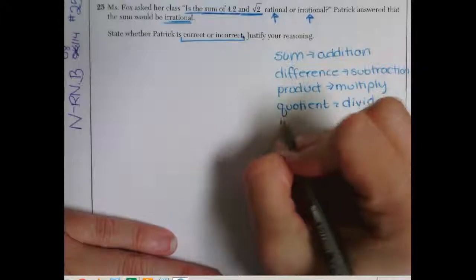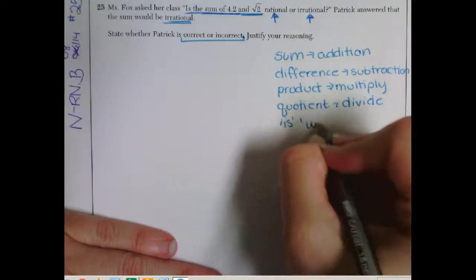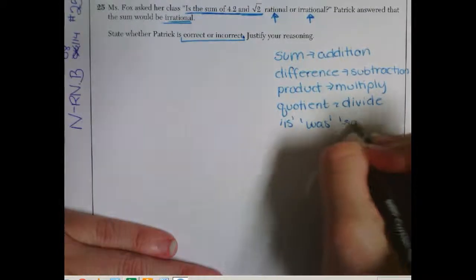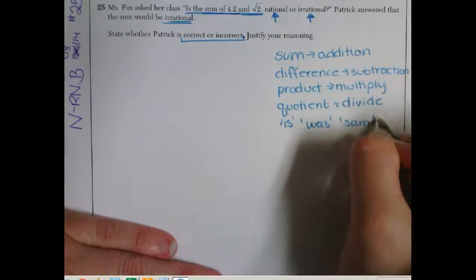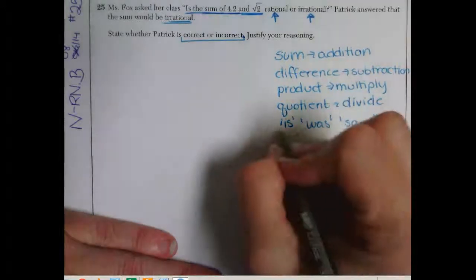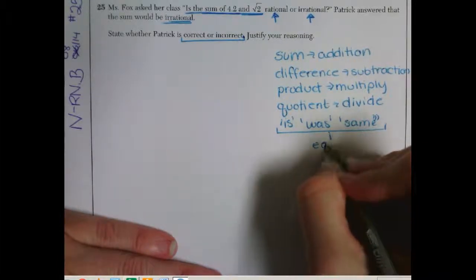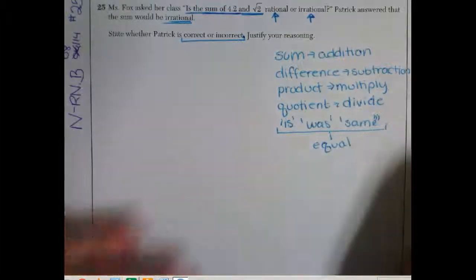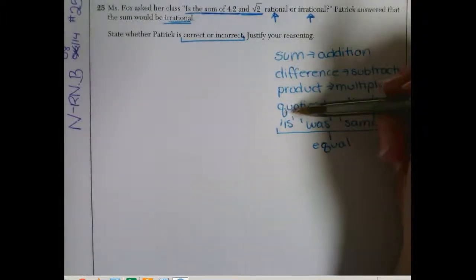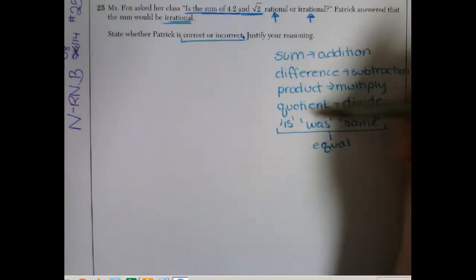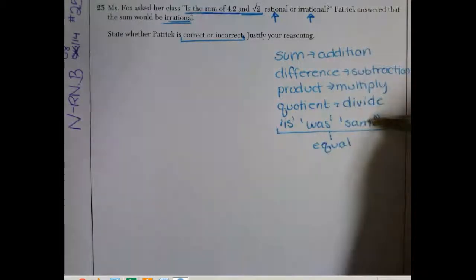Again, anytime you see is, or was, or same, what they want you to do for these is to write equal. Okay? So for example, 5 plus 3 is 8 is equal. The trees were the same, the trees were equal. Their wages were the same, their wages were equal.